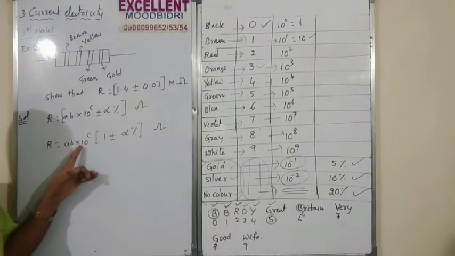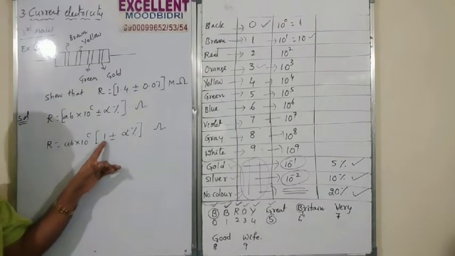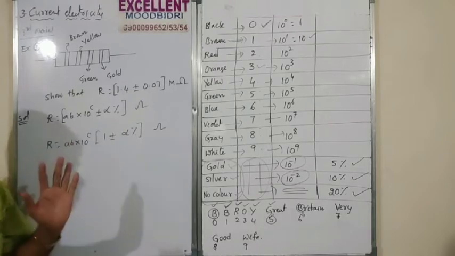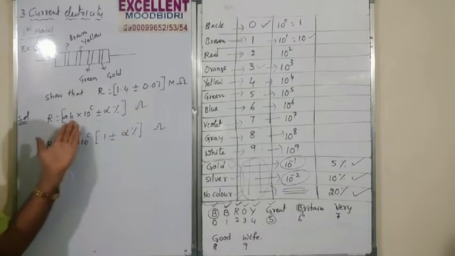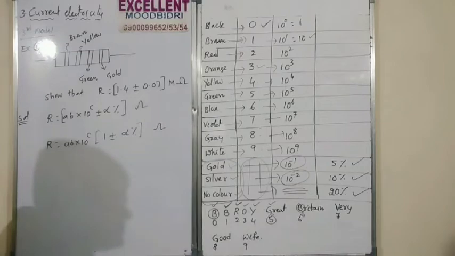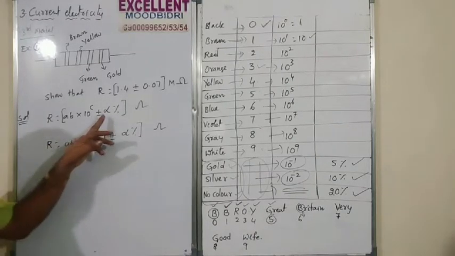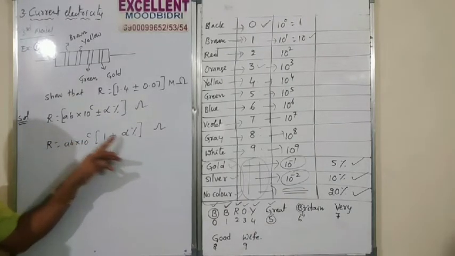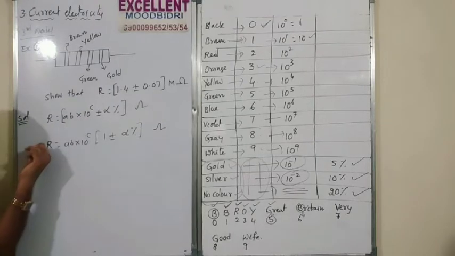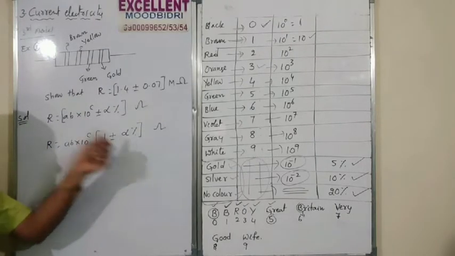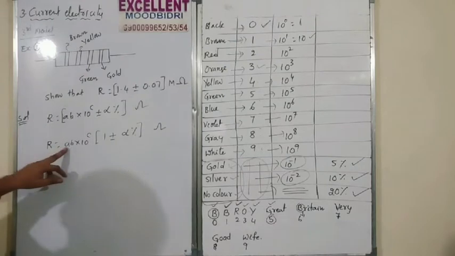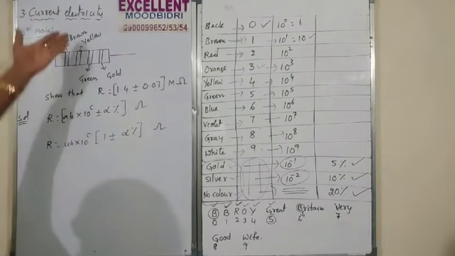So A B into 10 power C into 1 plus or minus alpha percentage. No more confusion, sir. Here, we want to write it divided like that only. So this is the tolerance, the individual part. Right now it is individual, so we want to distribute this alpha percentage. Okay? So I just took this common, so here 1 plus or minus alpha percentage. Now instead of A, B, C, you can substitute the values.